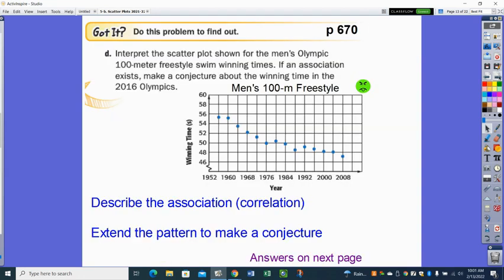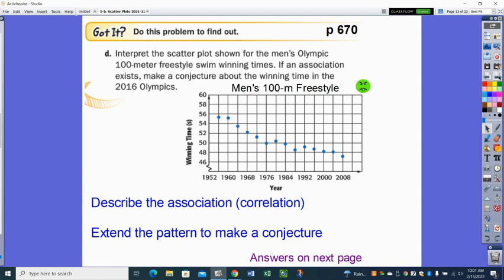So last one here for you, page 670, you're going to interpret that scatter plot that's shown. So the first thing that you need to do is interpret it. So you're going to say positive or negative, and if it was none, you'd be done. And then you're going to talk linear or not, and you're going to talk clusters or outliers. Now, this is the men's 100-meter freestyle, which is a swimming race. In the Olympics, the Olympic size pool is 50 meters. So this is the race where you would go down, touch the wall, and come back. You're done.